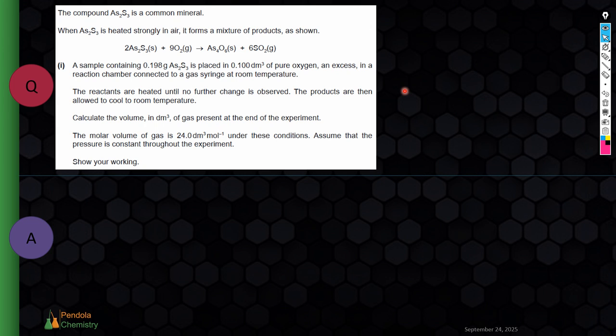So let's look at this question. This is from paper 2. So here we have the compound As2S3, which is a common mineral. Again, do we care it's a mineral? Not really.